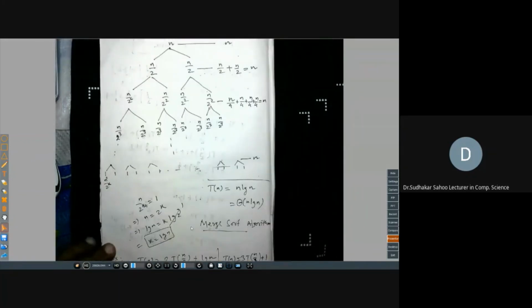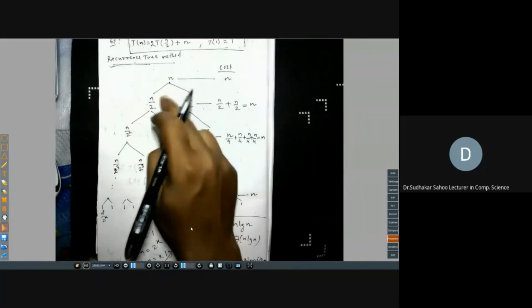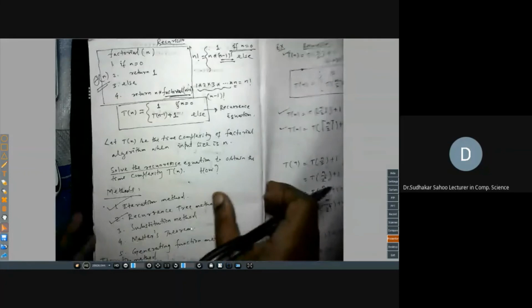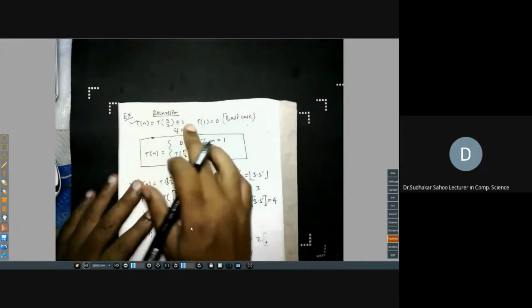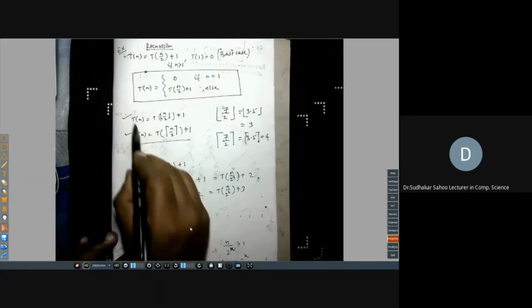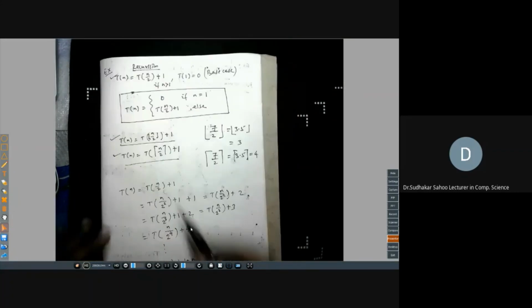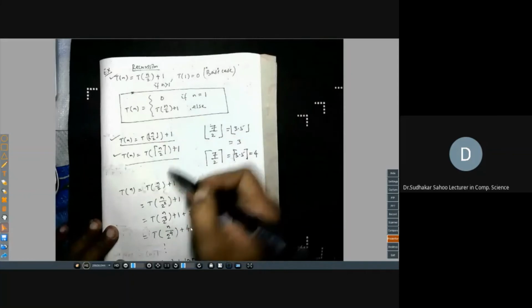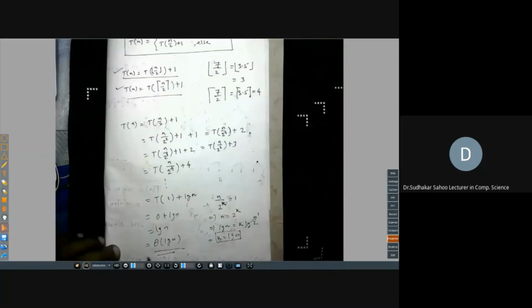There in the tree, n you divide into 3 branches. T(n) equal to T(n by 2) means n you divide into n by 2 squared. These problems also you can solve using the recurrence tree method. When n is very large, n by 2 floor and n by 2 ceiling are the same as n by 2.